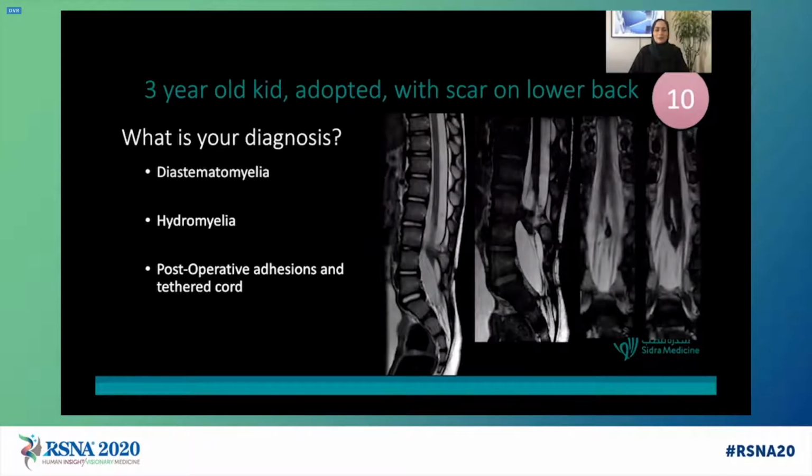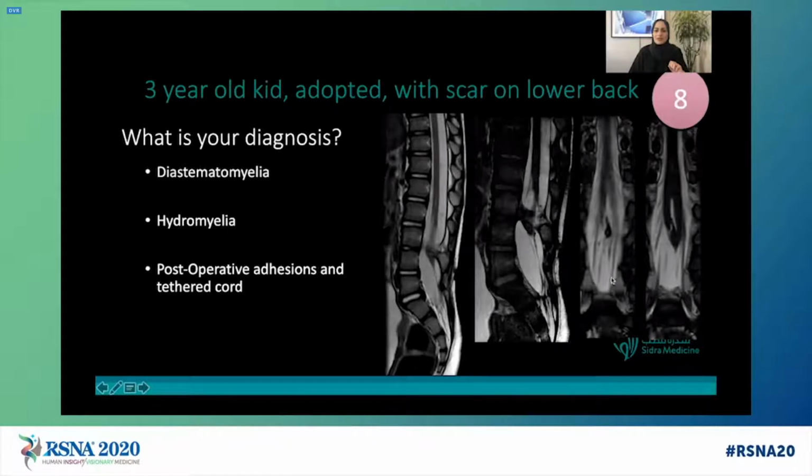Here we have a 3-year-old kid who was adopted and was noted to have a scar on the lower back. They didn't know what kind of operative intervention he had in the past. We have a sagittal T2, a heavily weighted sagittal T2 3D with coronal reformat.